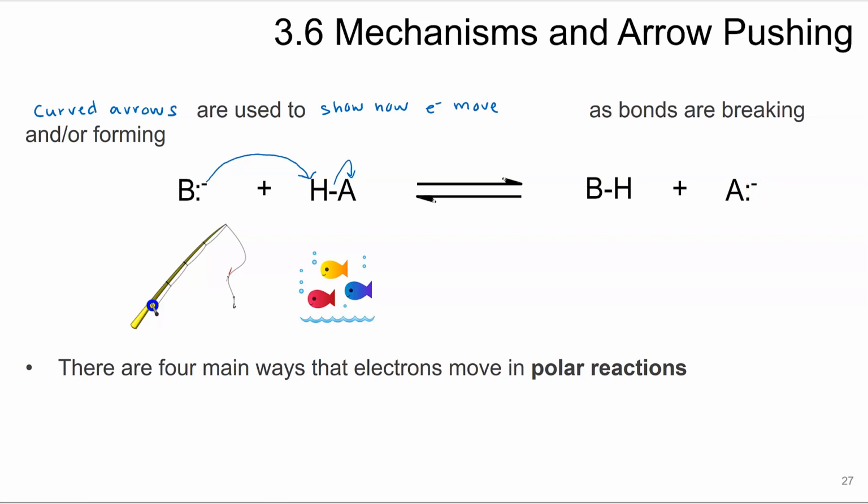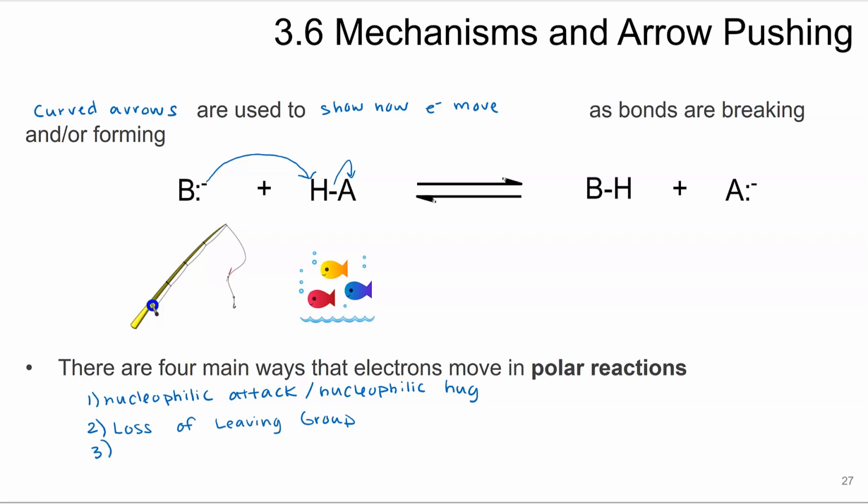There's 4 main ways that electrons move in polar reactions. The first is a nucleophilic attack. If you are wanting to be a less violent person in this world today, you can refer to it as a nucleophilic hug. The second type of mechanism is the loss of a leaving group. The third is a proton transfer, and these are most common in acid-base reactions. And the fourth is a rearrangement.